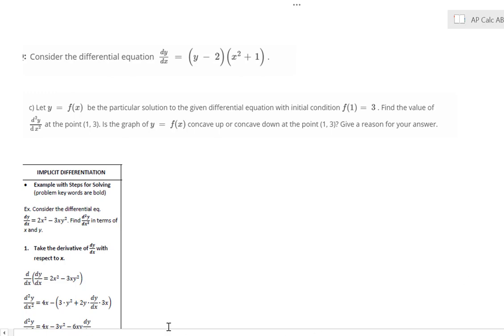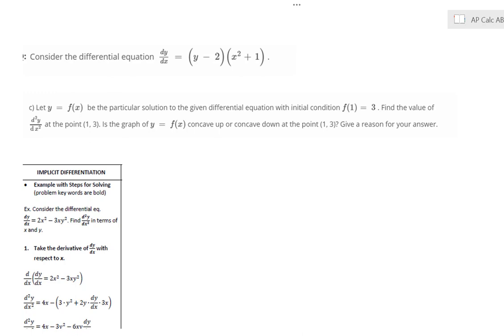For this final part, I just snipped a few of these pieces to pull them down here. It says consider that we're still considering the same differential equation. Let y equals f of x be the particular solution to the given differential equation with the initial condition f of 1 equals 3. Find the value of the second derivative at the point 1, 3. Remember our main variable, we're in terms of x still. Is the graph of y equals f of x concave up or concave down at the point 1, 3? Give reason for your answer.